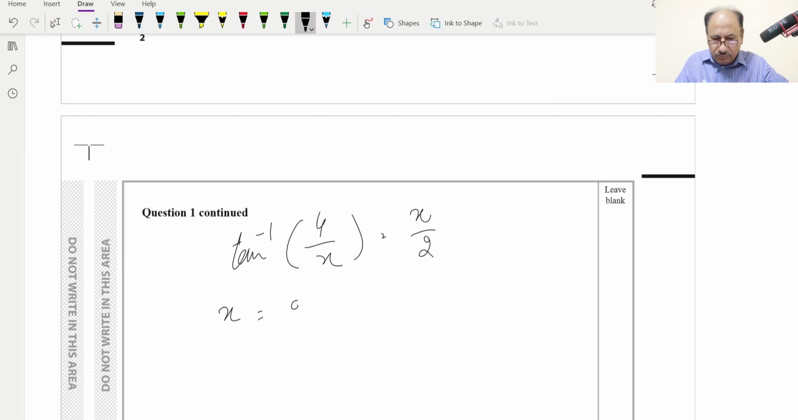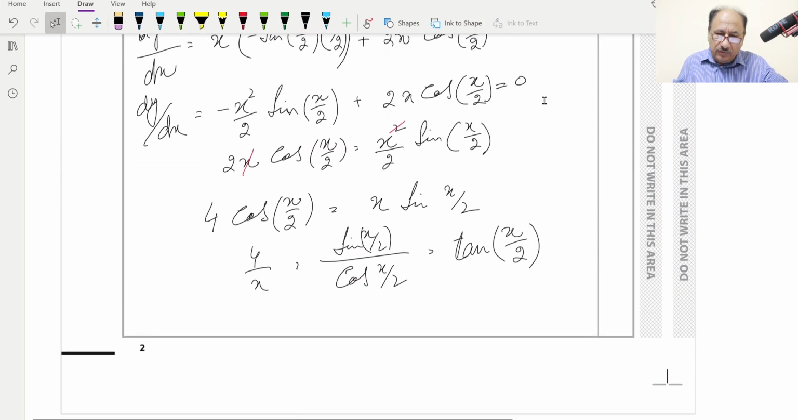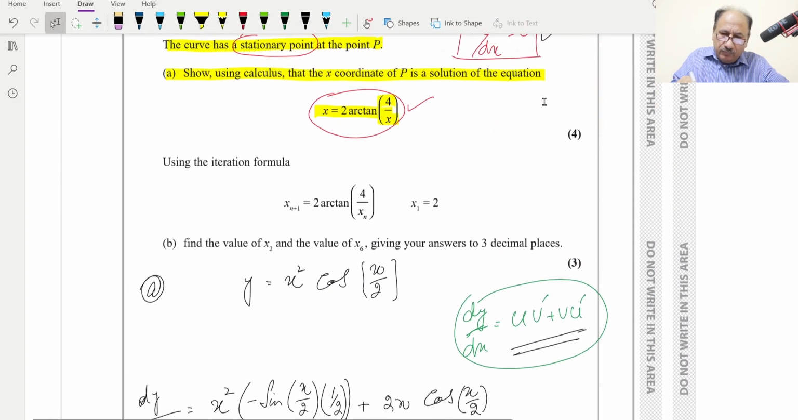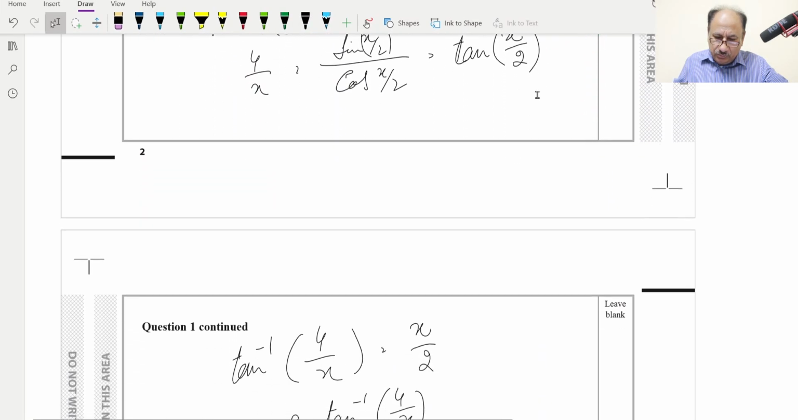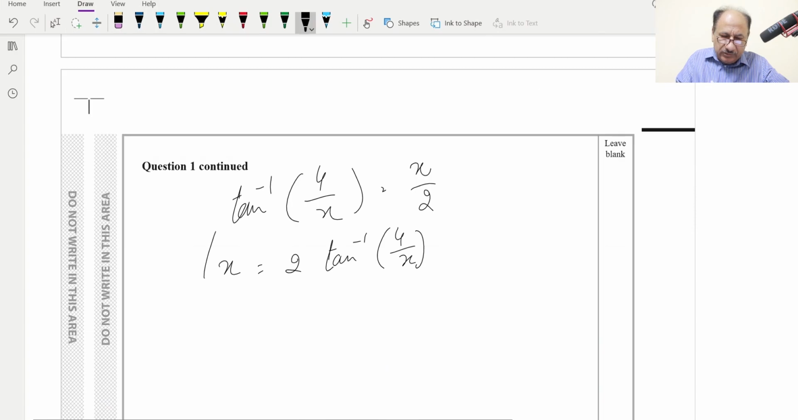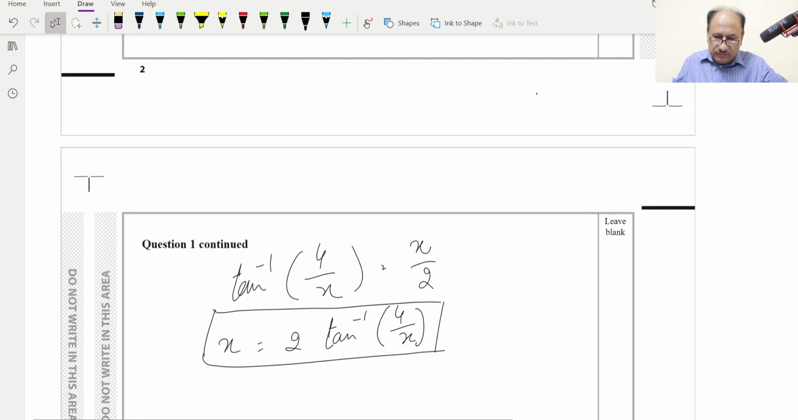So x will be equal to 2 tan inverse 4 over x, and this is what they were looking for. We have to prove that this is 2 arc tan 4 over x. This is the thing which we have proved. So this A part is done.